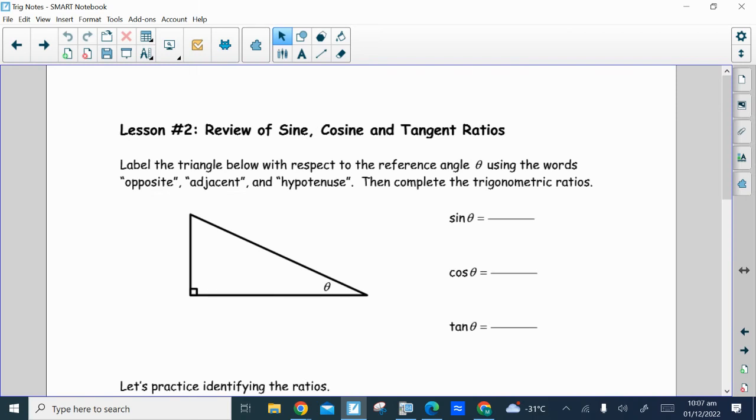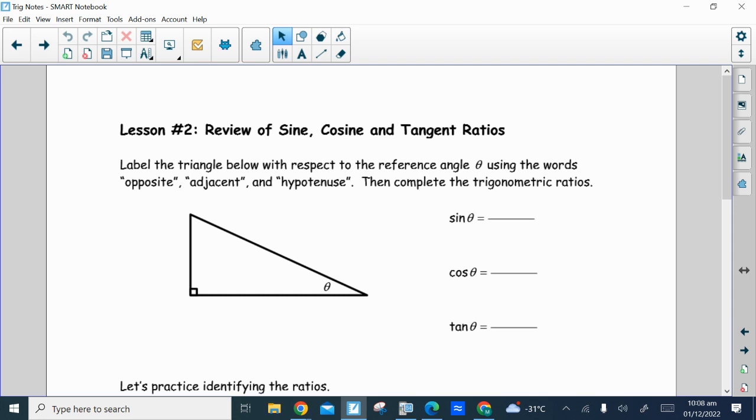So yesterday we looked at Pythagorean theorem and saw that we can find a missing side in a right triangle. As long as we have two sides, we can find the third side by using a squared plus b squared equals c squared, where a and b are the two legs of the triangle, c is the hypotenuse.